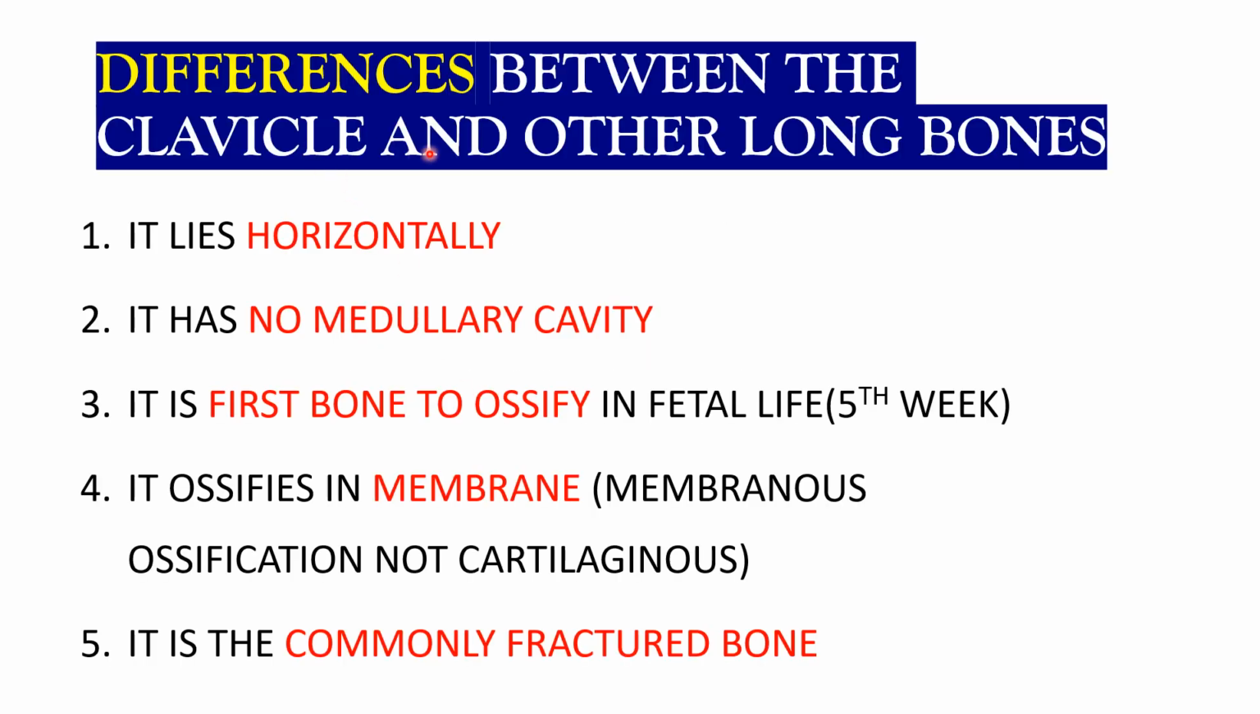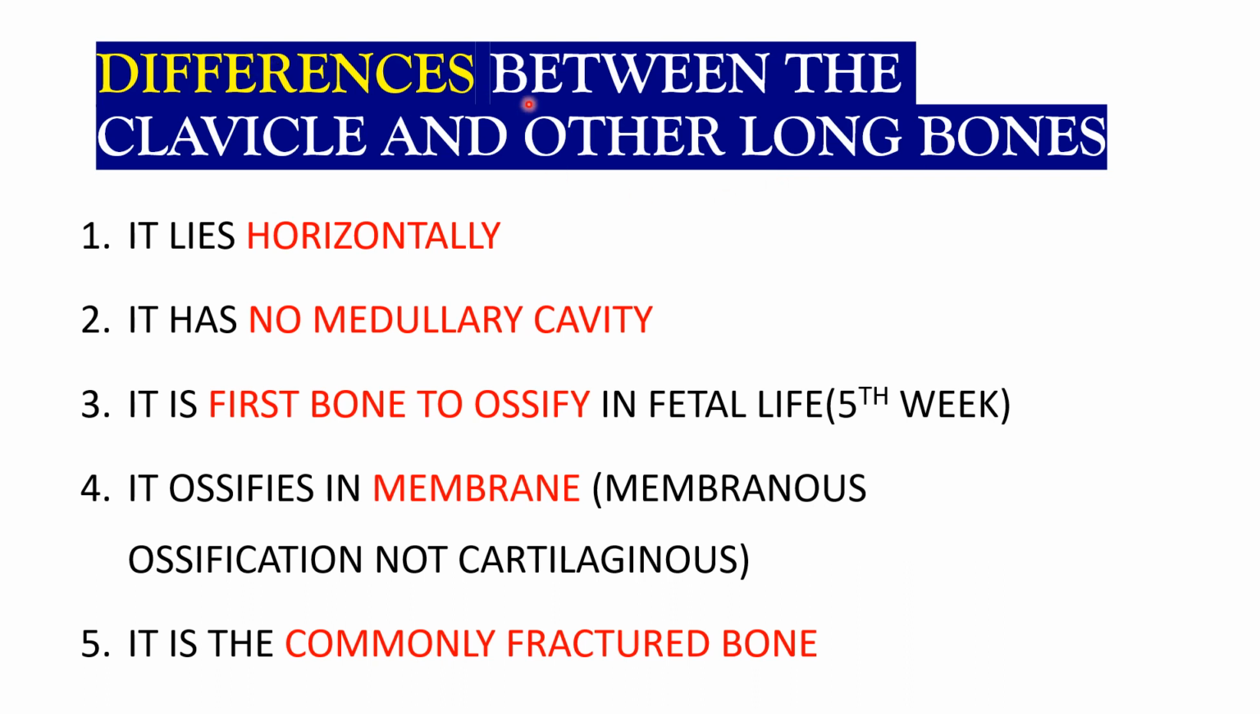Now, how do we differentiate the clavicle from other long bones? Remember, we said that the clavicle is a long bone. It has two ends, the medial end and the lateral end. The medial end is called the sternal end. The lateral end is called the acromial end.